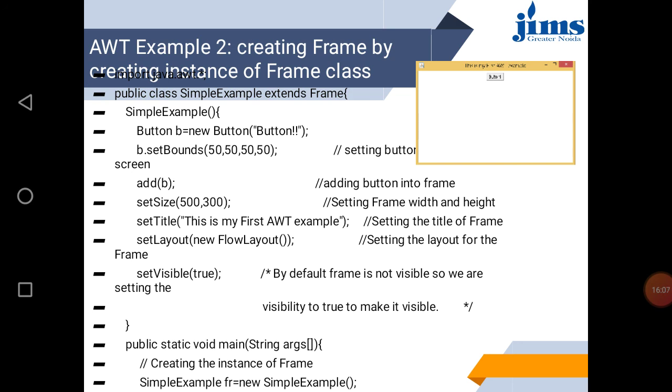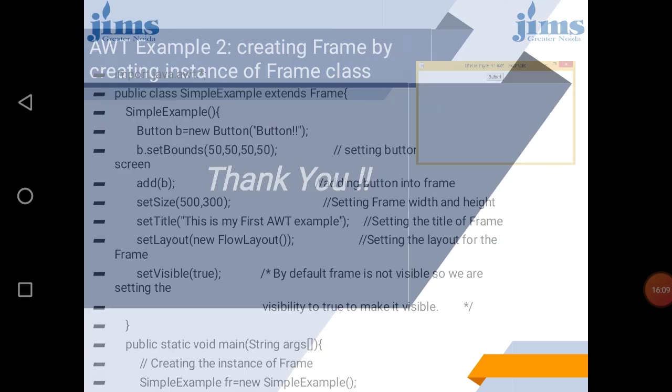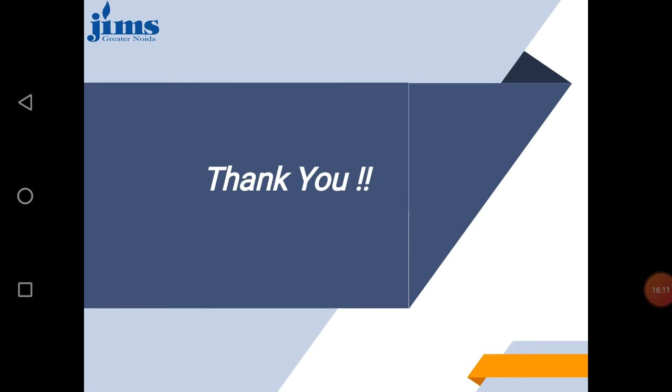In this lecture we talked about how to develop an AWT application using the Abstract Window Toolkit, and we learned about containers and components. Using that we can develop graphical user interface applications. So graphical application development becomes very easy with AWT and Swing.